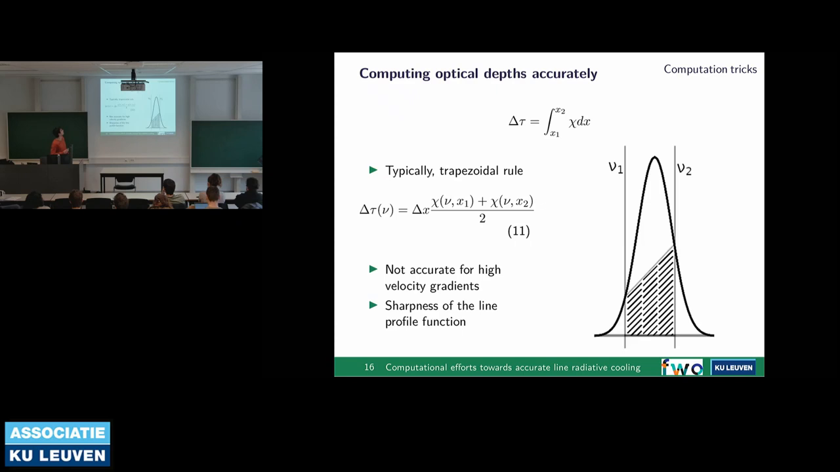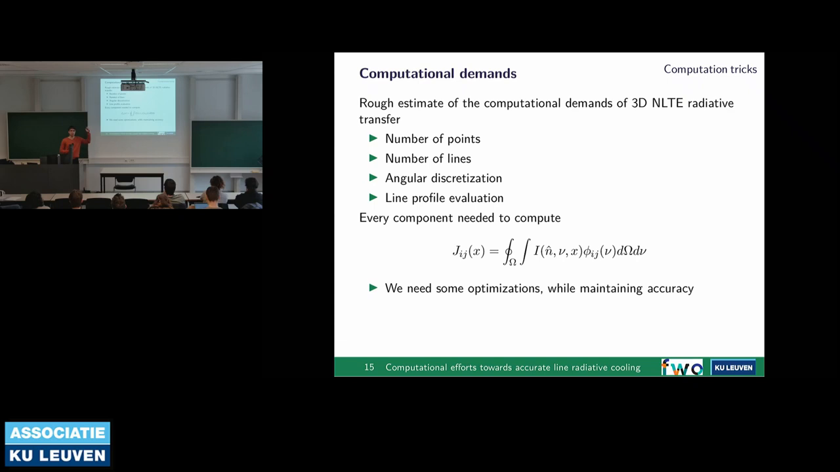So how much time does it take? Well, we can make a rough estimate for calculating NLTE radiative transfer. Obviously, the computation time scales with the number of points in our simulation, slightly more than linearly. It scales with the number of lines we use in our NLTE radiative transfer, because computing NLTE for a single line doesn't make sense, so you need to take more lines than one. It scales with the number of angles we use to average out this intensity. And it also scales with the number of frequencies we use to evaluate this line profile function. So in short, we need everything to compute this mean line intensity.